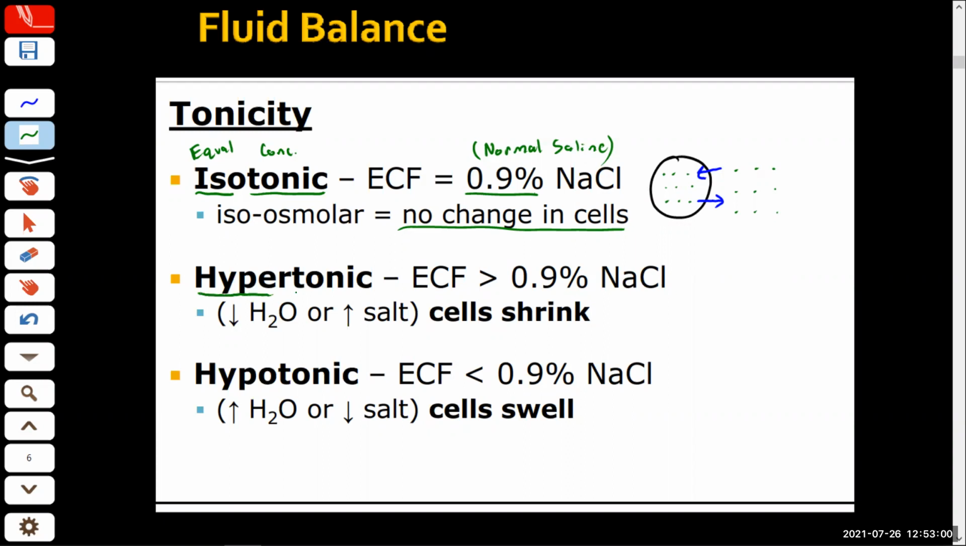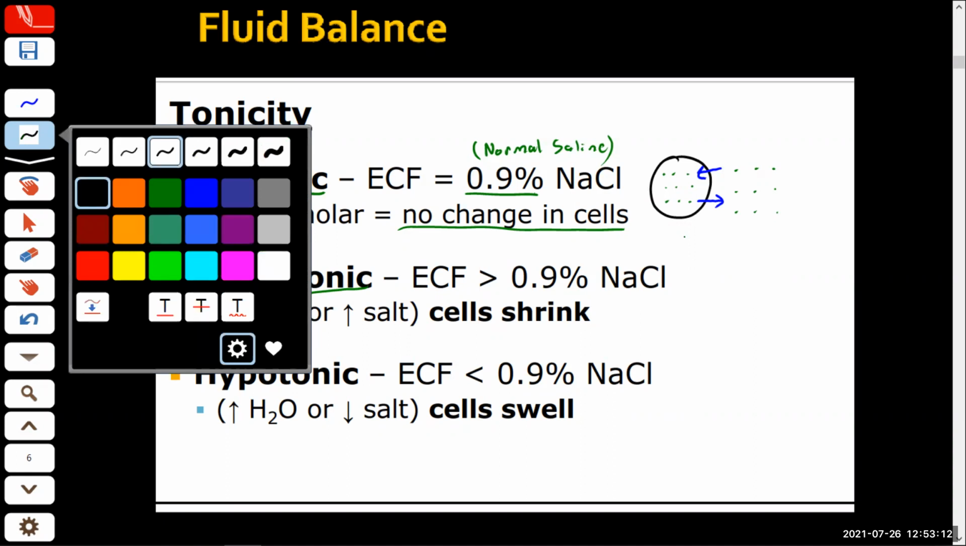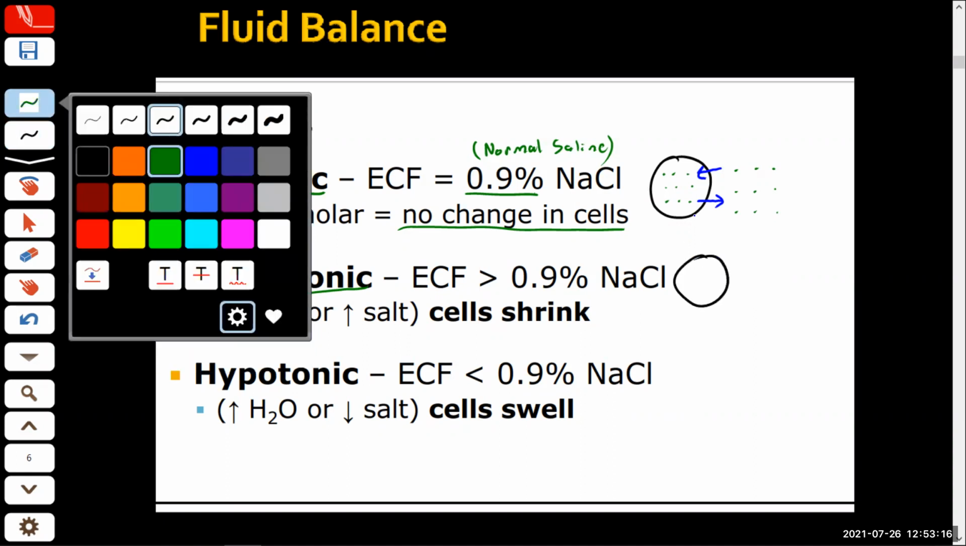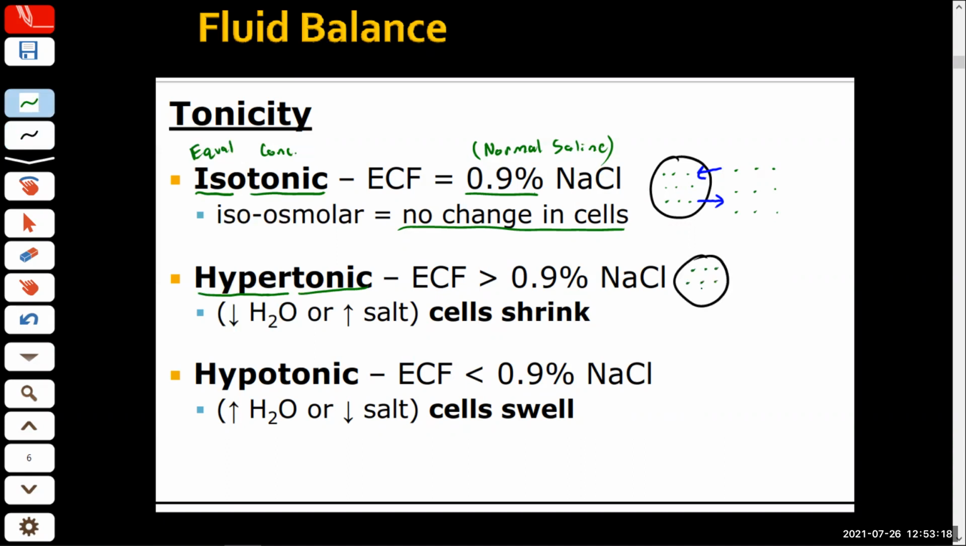Hypertonic. So what kind of concentration am I giving a person if I give them a hypertonic solution? Am I giving them something that's more salty or less salty? Okay, so our cell concentration still stays the same. That is unchanging. Still 9 dots. Okay. Now I'm going to draw more salt on the outside.